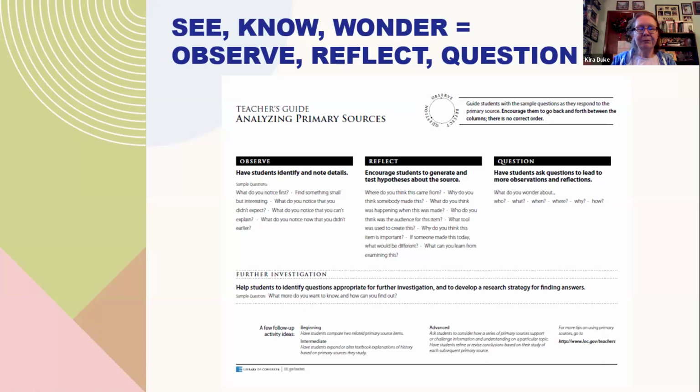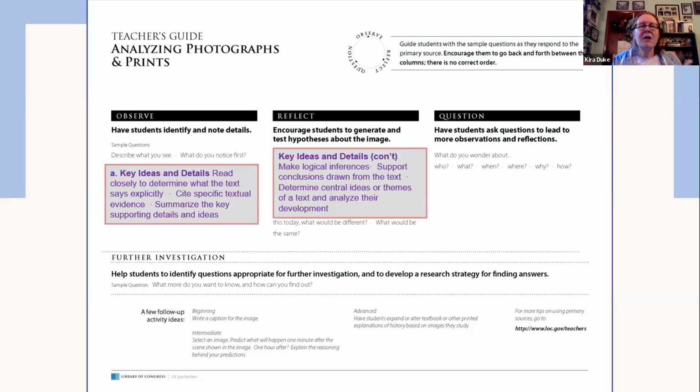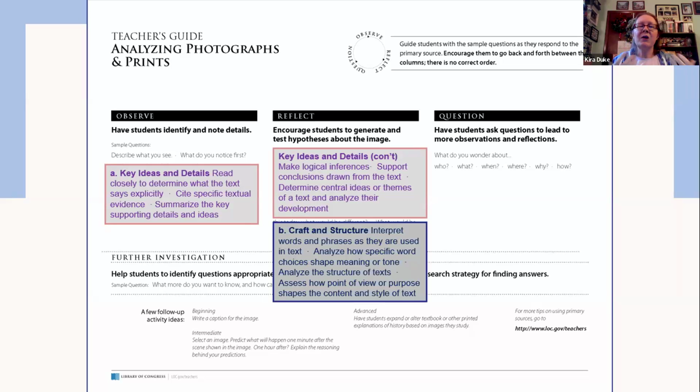And I always like to reinforce the number of skills that students are using when they're doing primary source analysis. So thinking about this process, the skill set that we're going to have to utilize, we're going to have to be able to read closely to determine what a source is telling us. We're going to have to cite evidence. We're summarizing key supporting details and ideas. We're going to draw inferences. We're going to have to support conclusions. We're determining central ideas and themes. We are going further in interpreting words and phrases.